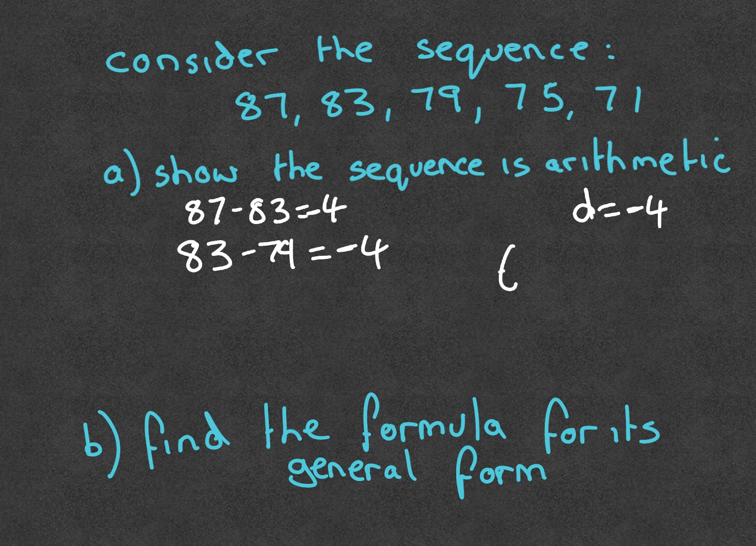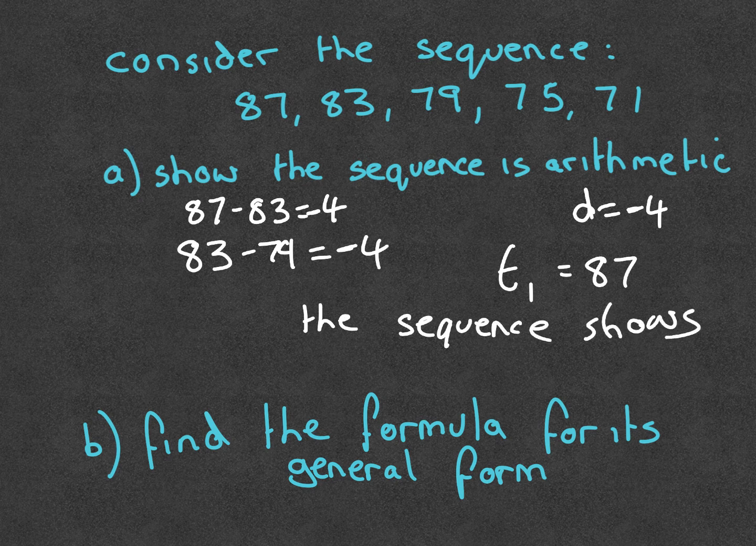So T1, the starting number, equals 87, and the sequence shows a decrease of 4 each time.